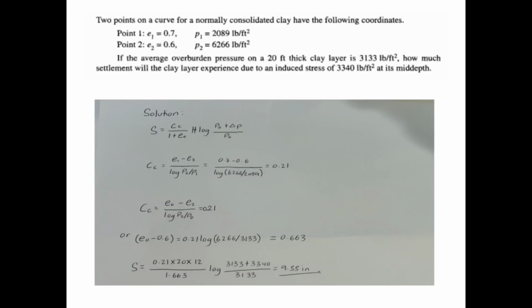Then now we can get the settlement. Distribute the values: 0.21 times 20 times 12 over 1.663 log of 3,133 plus 3,340 over 3,133 equals 9.55 inch for settlement. And that's all.